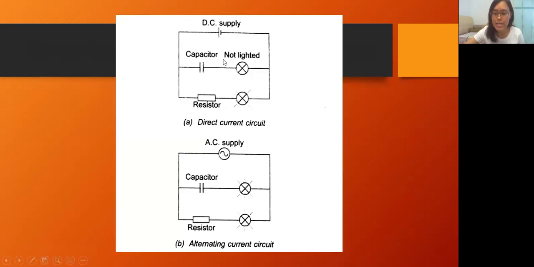If it's a capacitor in the circuit with a DC supply, the bulb does not light up. But if it's an AC power supply with a capacitor connected in the circuit, the bulb will light up. But if you see a resistor, both AC and DC can pass through the resistor. That's why the bulb can light up with either a DC power supply or an AC power supply. You can draw this down in your notebook to see the difference: if connected to a capacitor, DC cannot light up the bulb, but for a resistor, both can light up the bulb. Do you want to copy this down or not?